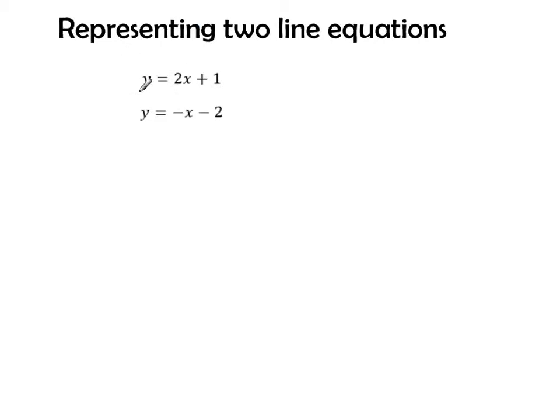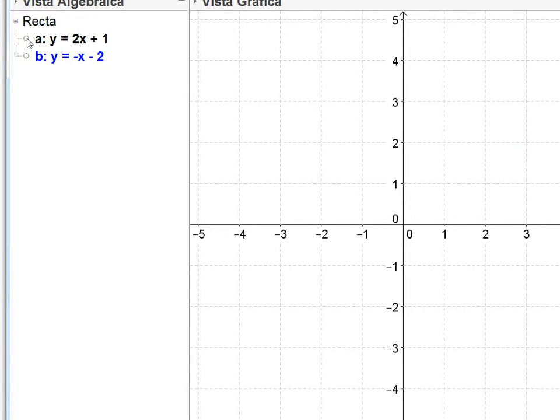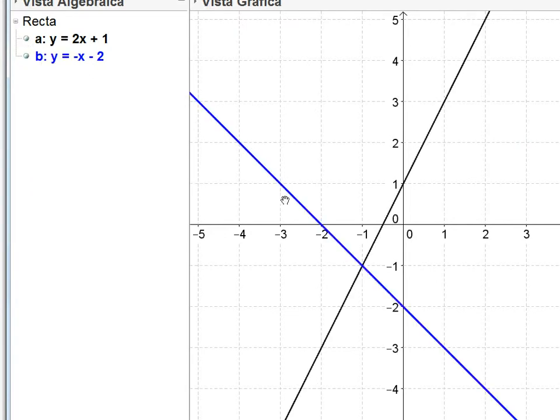We're going to talk about how to represent two line equations. So what happens when we represent both of them? Now realize that I have y and x. So I have two variables and two equations. The gradient of the first one is 2 and the y-axis point is 1, and minus 1 and minus 2 for the other one. So if we represent them, we're going to get the following lines. This would be the first one and this would be the second one.